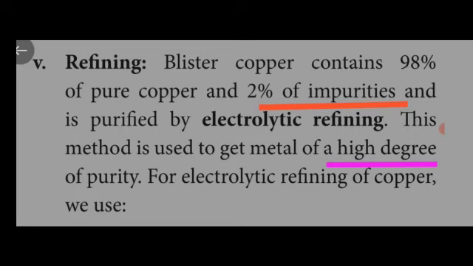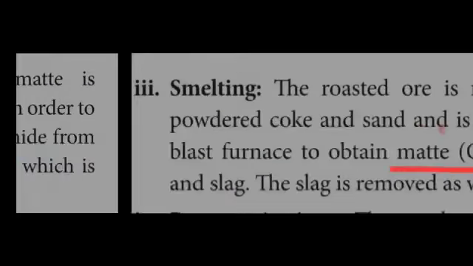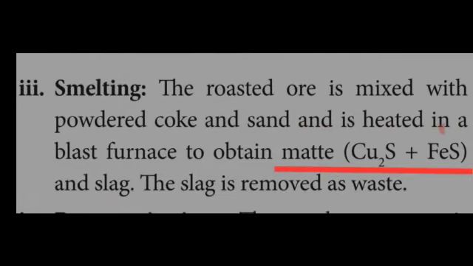Note the assignment questions. The first one: define blister copper. Blister copper contains 98% pure copper and 2% impurities. This is the answer. The second question: what is matte? Matte is a mixture of two substances, Cu2S and FeS. This mixture of compounds is called matte.